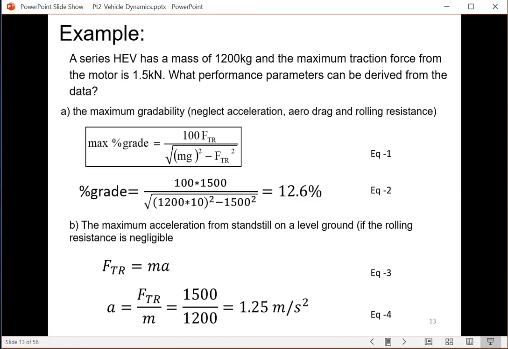The standard SI unit is Newton, so we need to convert this into Newton. So 1.5 kilonewton is 1500. So FTR is 1500. This 100 there, as I explained before, just indicates a percentage. Do all the calculations, I'm sure you are more than capable of it. And it works out to 12.6%. It's a fairly steep gradient, but not extremely high. So it's basically saying it goes up by 1 meter for every 12.6 meters.